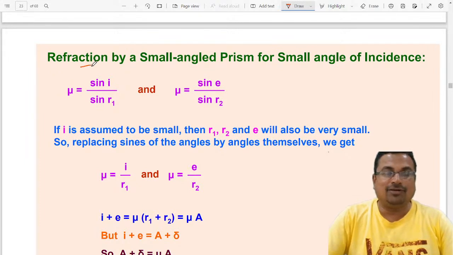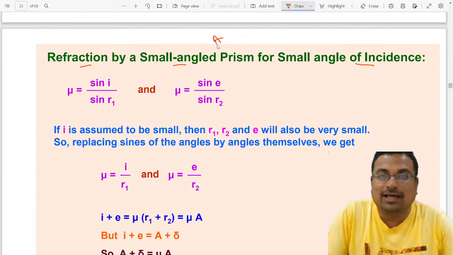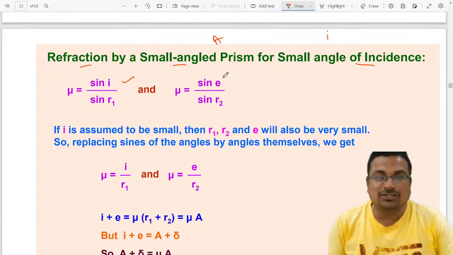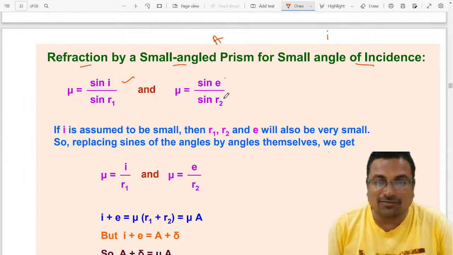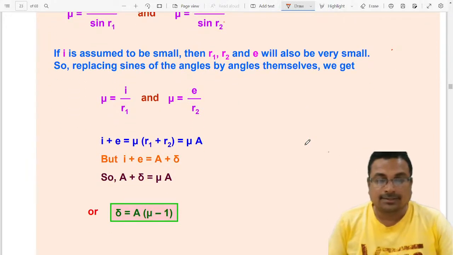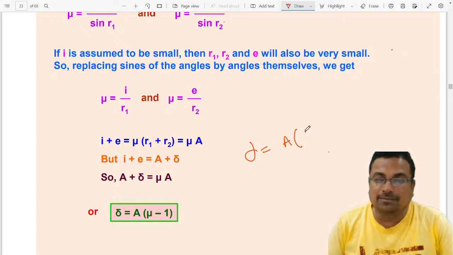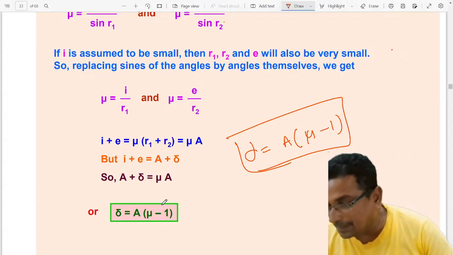Refraction of light is the bending of light as it travels from one medium to another, here through a small angle prism for a small angle of incidence. So this is Snell's law, and refractive index is equal to sin i by sin r. e is the emergent angle. Here i is assumed to be small, so r1 and r2 will also be very small. By replacing the sines with the angles, we get the angle of deviation is equal to the angle of prism times the refractive index minus 1. This is the formula for the angle of deviation.